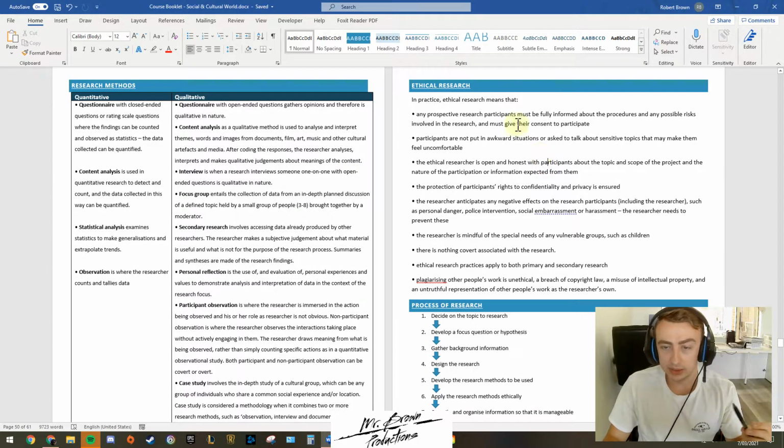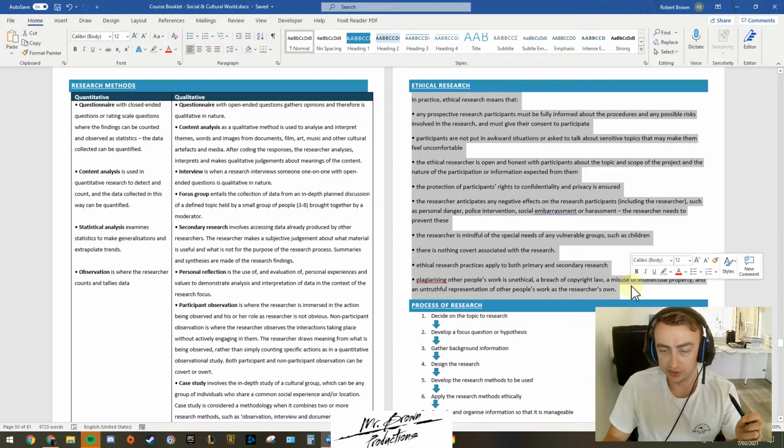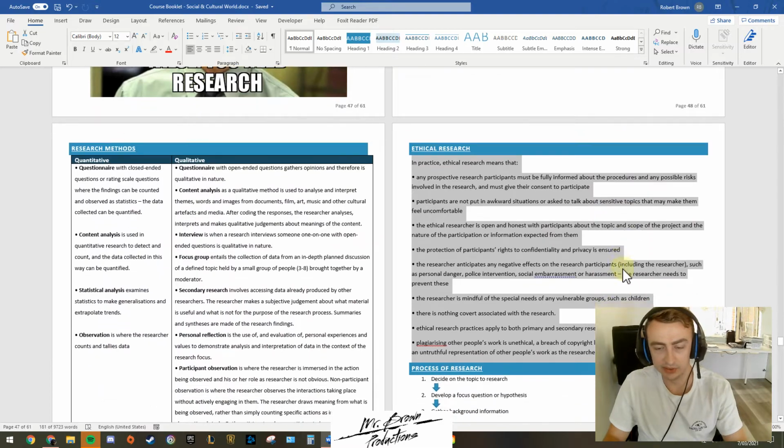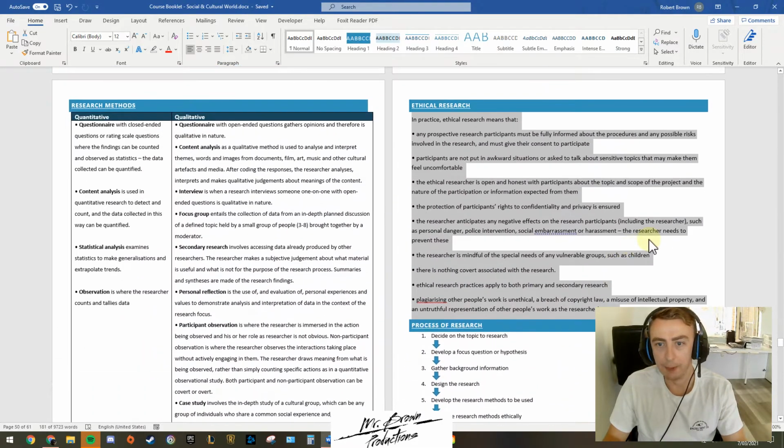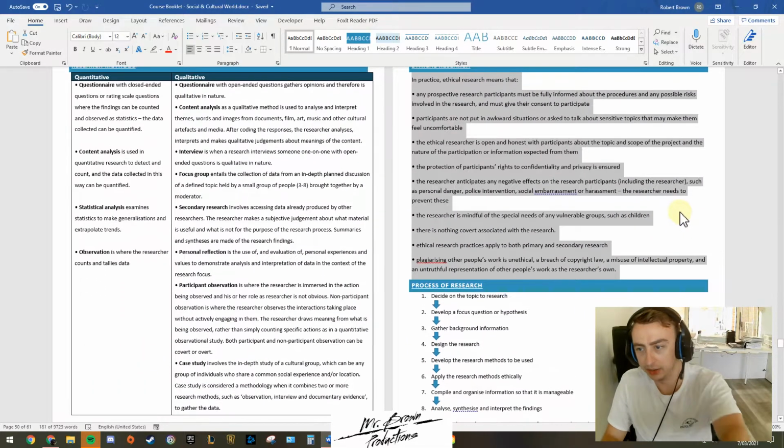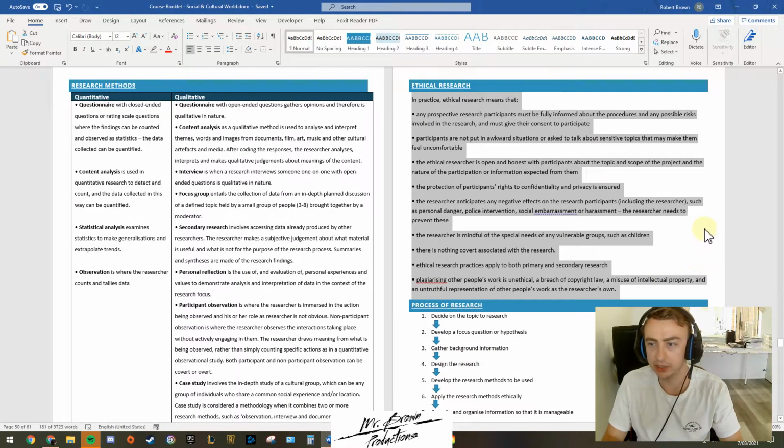Now the next one we're going to look at is ethical research. Okay, this little section here. So I've kind of combined all these things together. And again, I think I've moved my little thing down to the bottom, so that shouldn't be affecting you now.